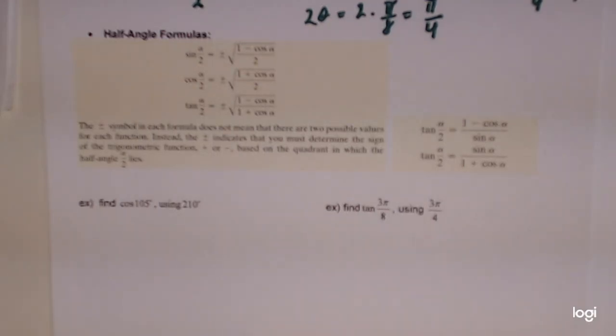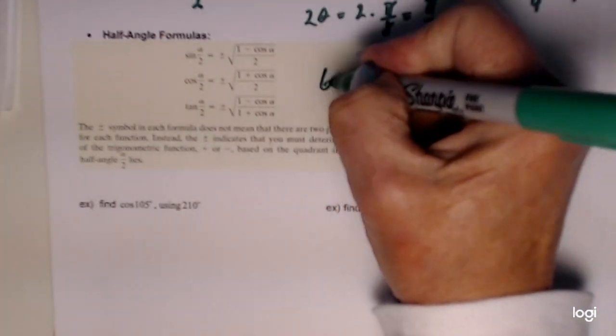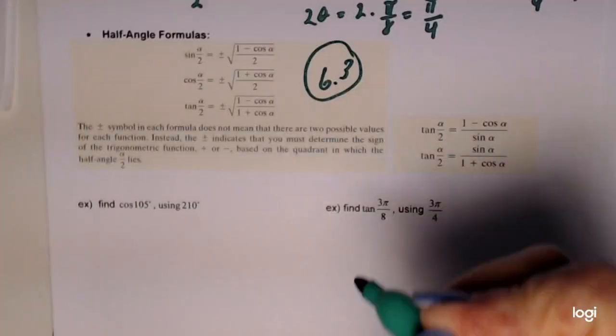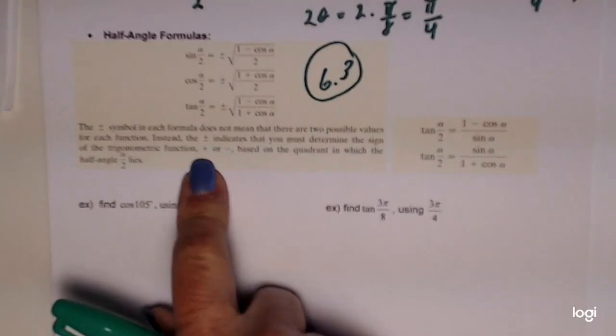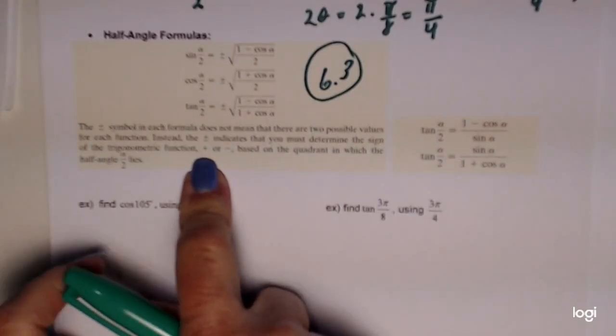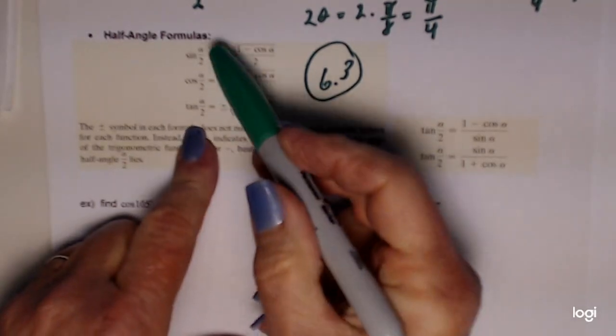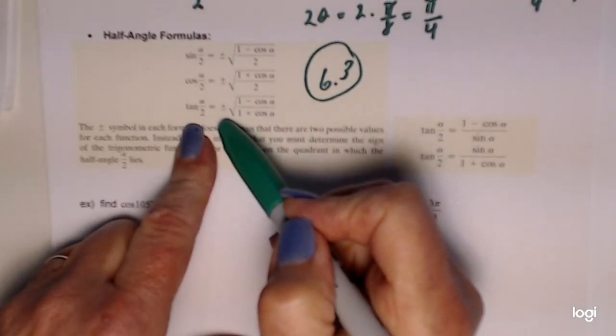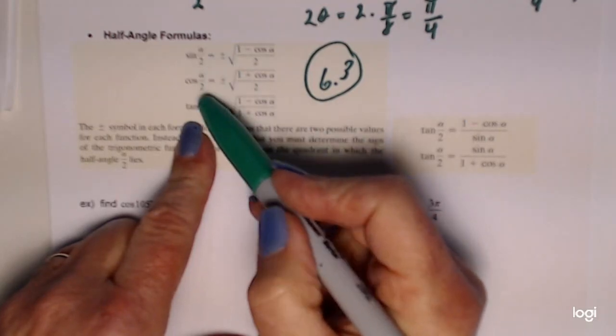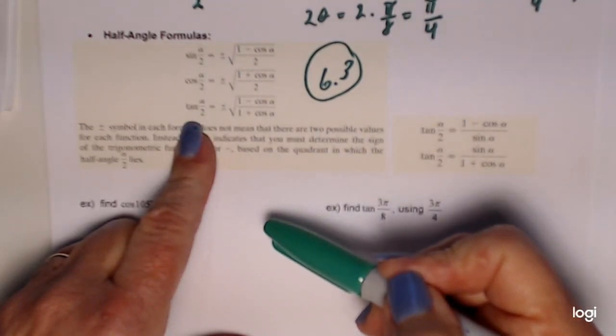Continuing on with section 6.3, so this is still 6.3 in our textbook. We're going to take a look at the half angle formulas. These are the formulas that we would use to find the sine, the cosine, and the tangent of half of some other angle that we know.